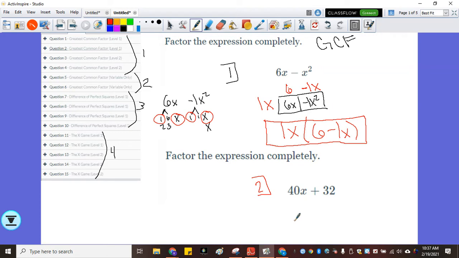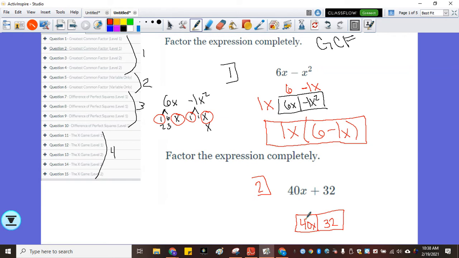Question 2. 2 terms go into your 2 boxes. We're doing the greatest common factor, and we need to find the greatest common factor between 32 and 40. Greatest common factor between 40 and 32.